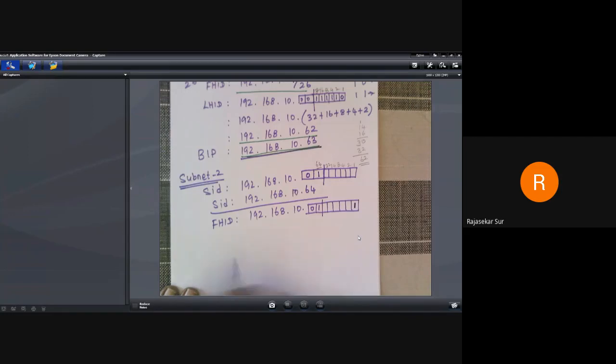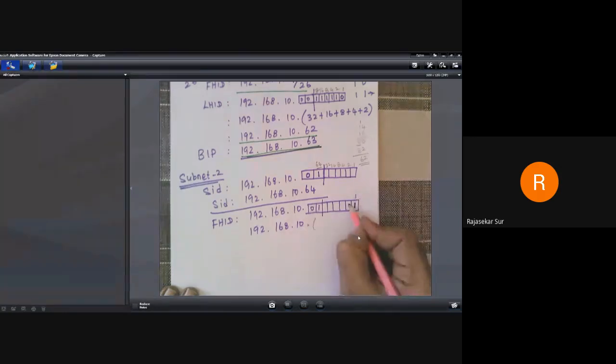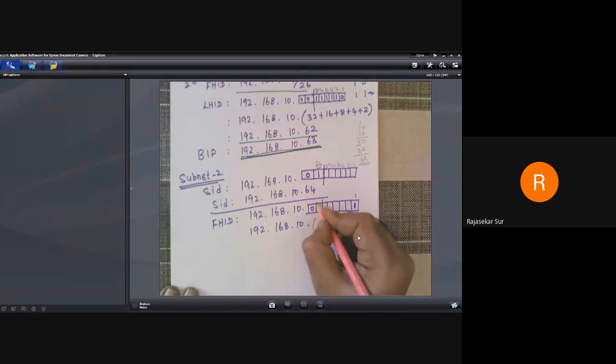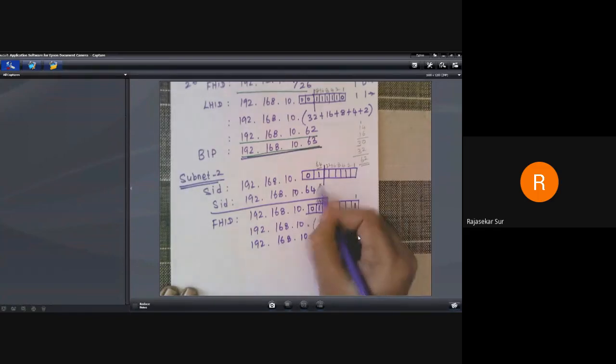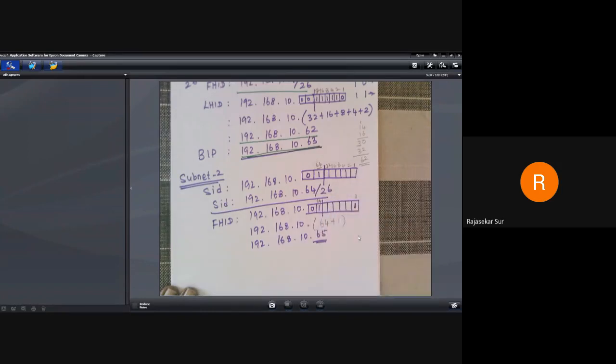So if I make the last bit 1, this is 192, this is 168, 10. Now I'm going to add the place value: 1, 2, 4, 8, 16, 32, 64. This is 64, so 64 plus 1 is equal to 192.168.10.65. So no need to do calculation. If it is 64, the next IP address, 65, will be the first host ID. With /26, we borrow 2 bits.